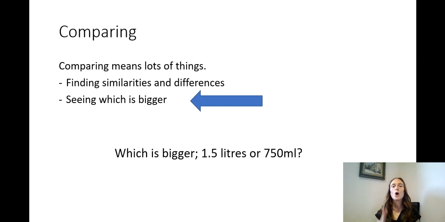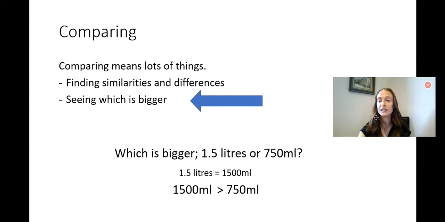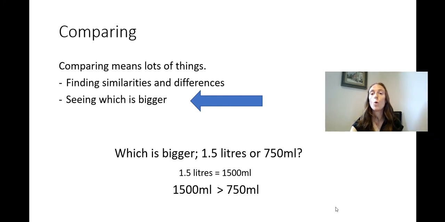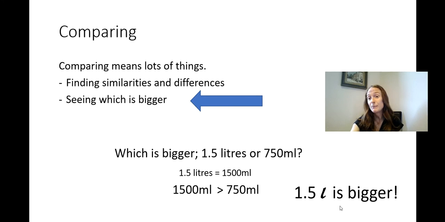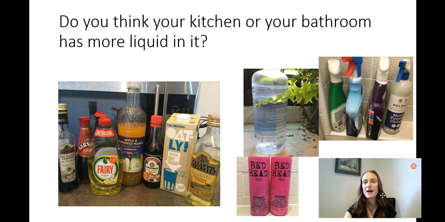So which one is bigger, 1.5 litres or 750 millilitres? What do you think? Take a guess. And what clues are there? What things do you need to do to compare them? There's a little clue. 1.5 litres is the same as 1,500 millilitres. So now they are in the same units. You can see 1,500 millilitres is bigger than 750 millilitres. And so 1.5 litres is bigger. It's bigger than 750.